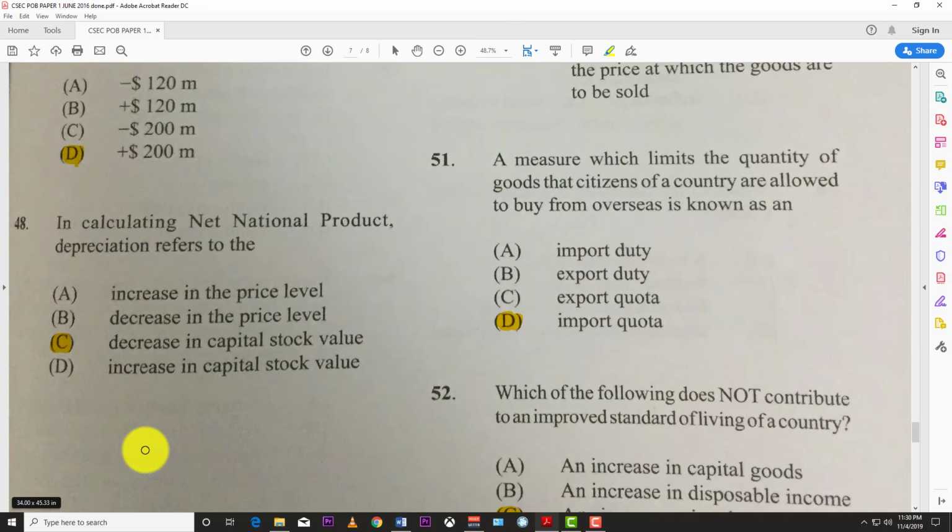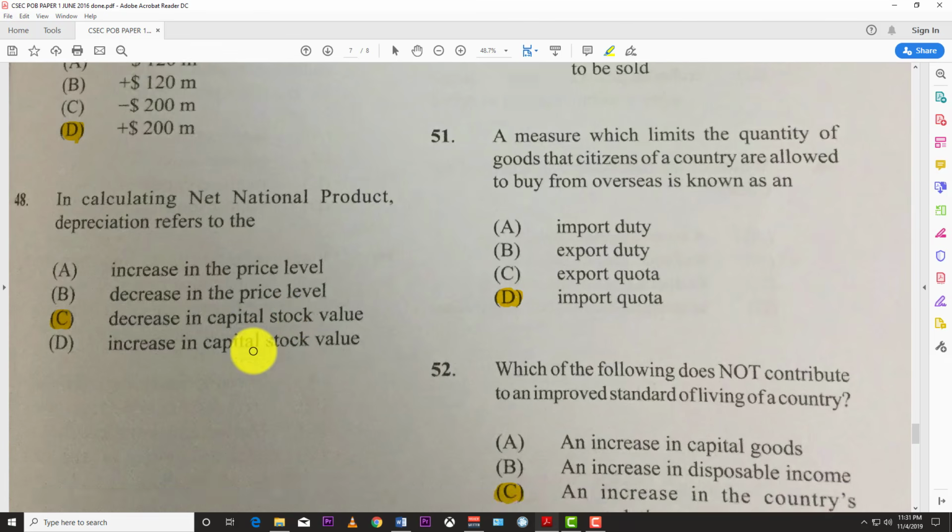48. In calculating net national product, depreciation refers to the, and the best answer here is C, decrease in capital stock value. So another name for depreciation is reduction in capital stock. So a reduction in capital stock value is another name for depreciation.